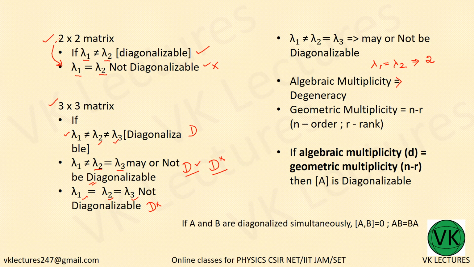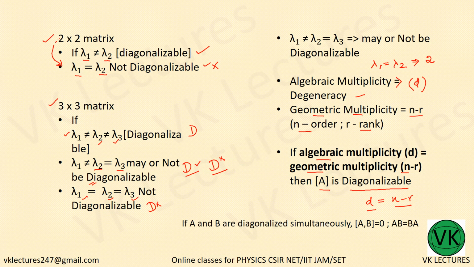We will represent the algebraic multiplicity, or the degeneracy, by D. If you find D, then you need to find the geometric multiplicity, which is n minus r, where n is the order of the matrix and r is the rank of the matrix. Then find D and n minus r. If the algebraic multiplicity is equal to the geometric multiplicity, then A is diagonalizable. It is diagonalizable only when D equals n minus r.